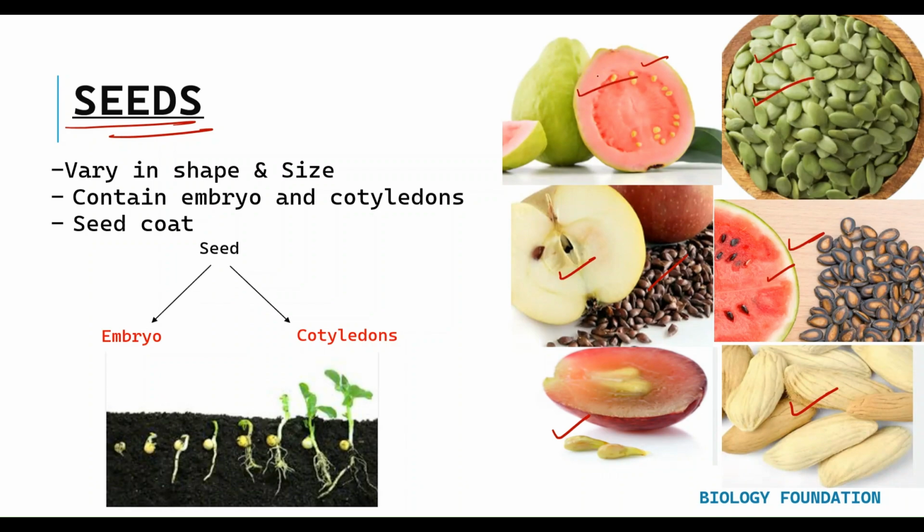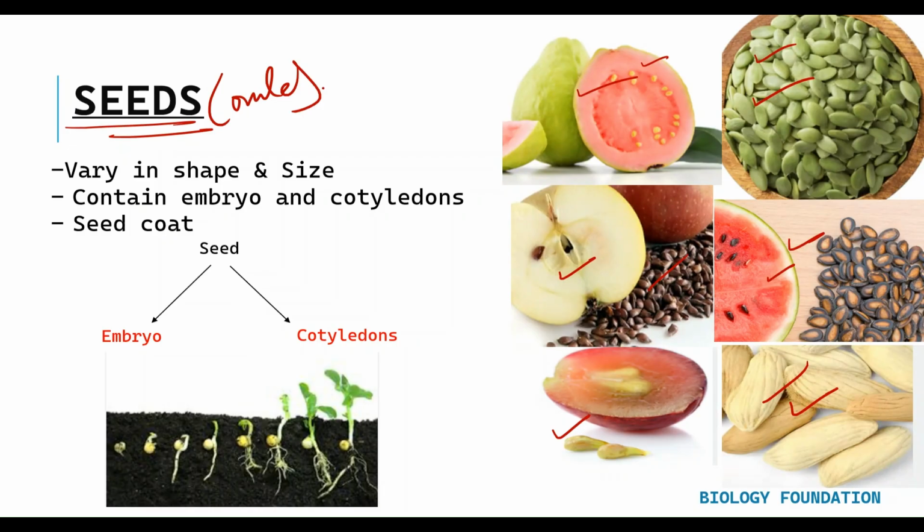Guava seeds again, they are yellowish or whitish. Mango seeds are also whitish, so they vary in their size, color, and form or shape, okay. And these seeds are products formed after fertilization from the ovule, right? The ovule only develops into seeds.